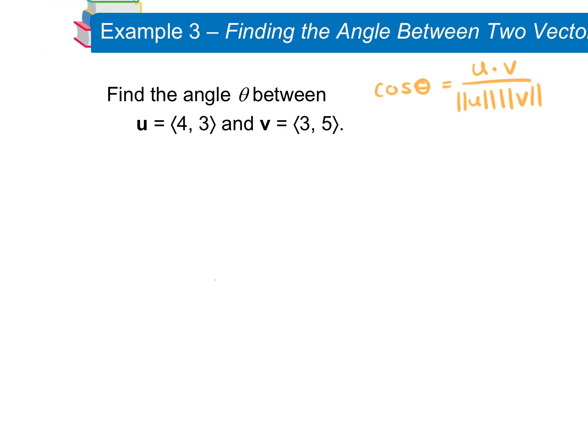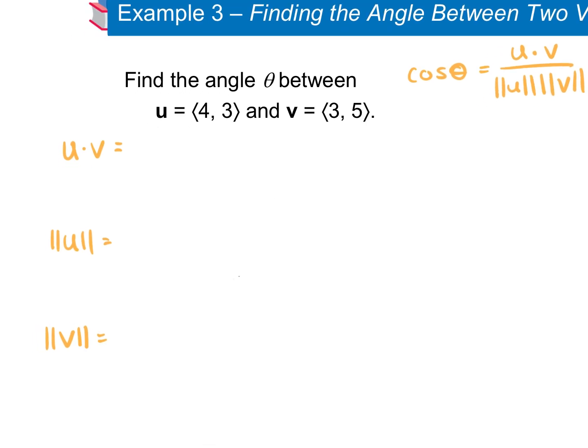So we need to find what our dot product is. We need to find what our magnitude of u is and what our magnitude of v is. Then we can plug those three things into our formula. So starting with the dot product, the first number times the first number, 4 times 3 would be 12, plus the second number times the second number, 15. So 12 plus 15 is 27.